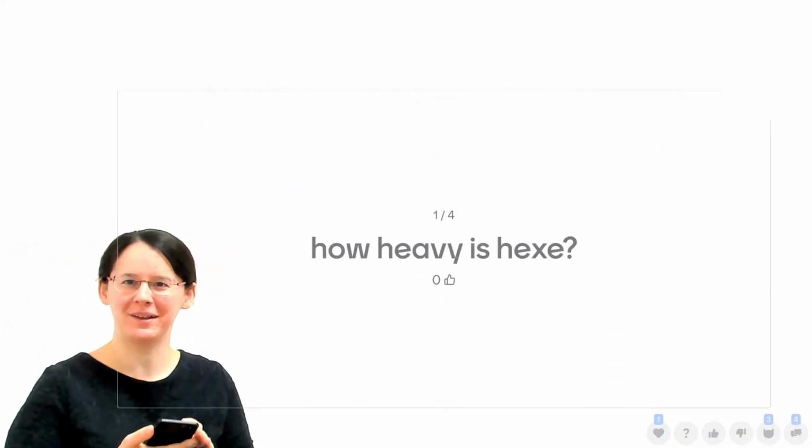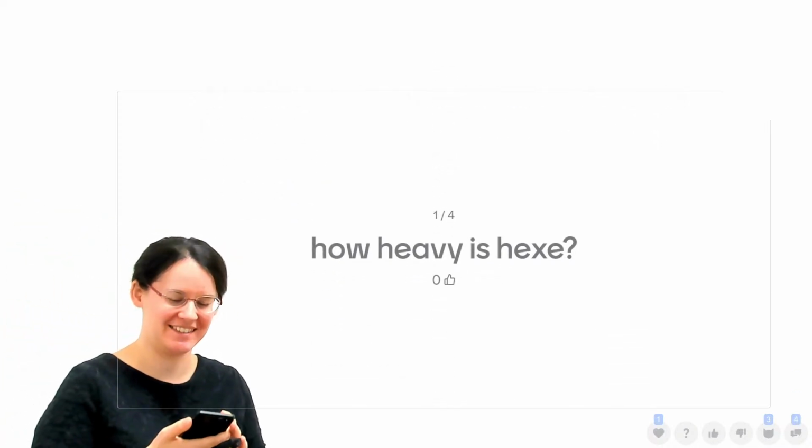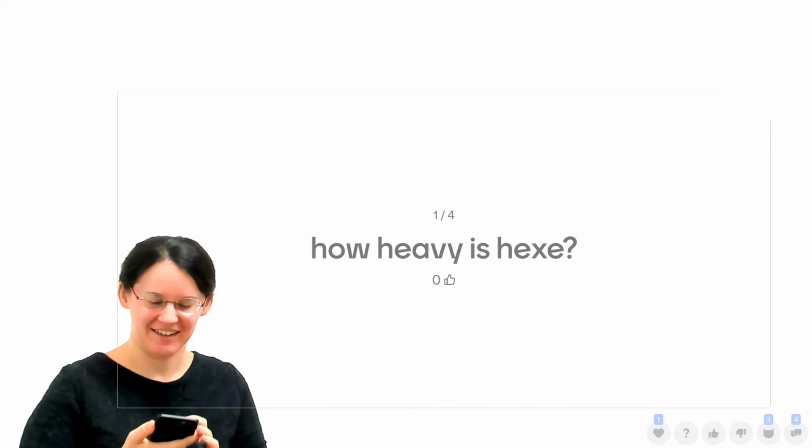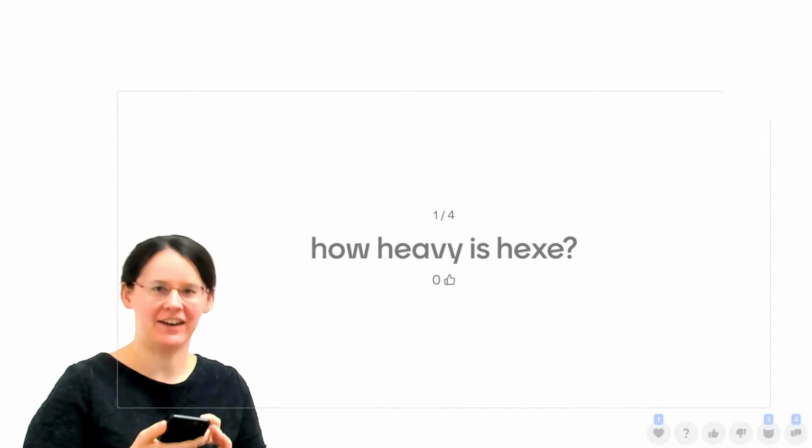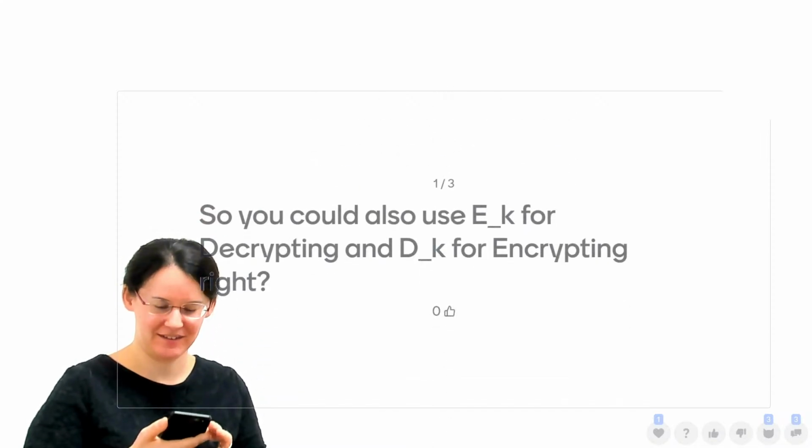A very off-topic question: how heavy is Hexe? Well, not very heavy. She's actually just average weight. But still carrying her around for a while is inconvenient.